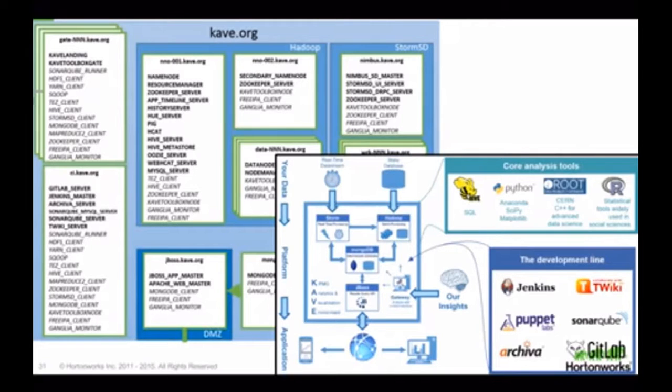And what you'll start to see here, there on the left and then on the right, is with Ambari, they're deploying and integrating a whole bunch of services with Hadoop, such as Jenkins, Puppet Labs, Archiva, TWiki, various analytics tools throughout the platform. This is a great example of how you can extend the platform.